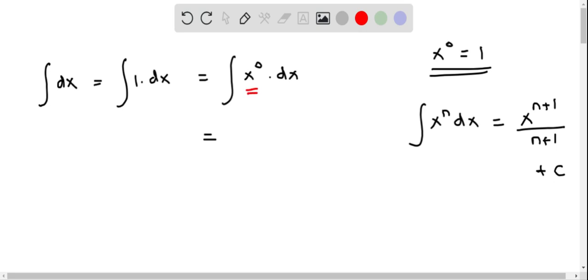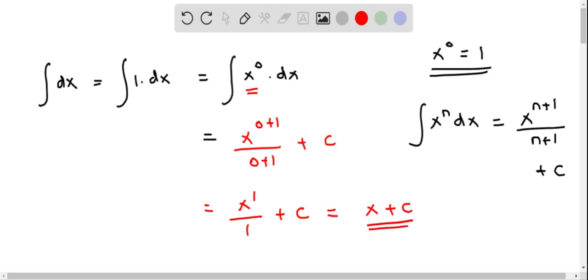So I have x raised to the power of 0, which means n equal to 0. When I substitute into this formula, I get x raised to the power of 0 plus 1 divided by 0 plus 1, and then I put the constant of integration plus c. This is equivalent to x raised to the power of 1 divided by 1 plus c. When we simplify this, it is equal to x plus c, which means the integration of dx is x plus some arbitrary constant.